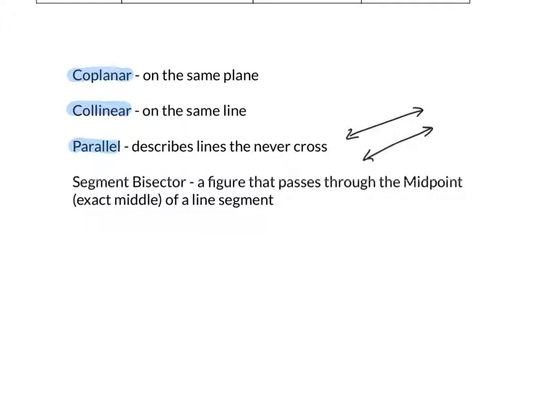And a segment bisector, this is our last piece of vocabulary, is a figure that passes through the midpoint, which is the exact middle of a line segment. So if you have a line segment like this, and we know that this is our midpoint, our exact middle, it cuts our segment in half. A segment bisector might be something that goes right through it like this. And again, we can tell it's a segment bisector because the two segments that it creates are equal.